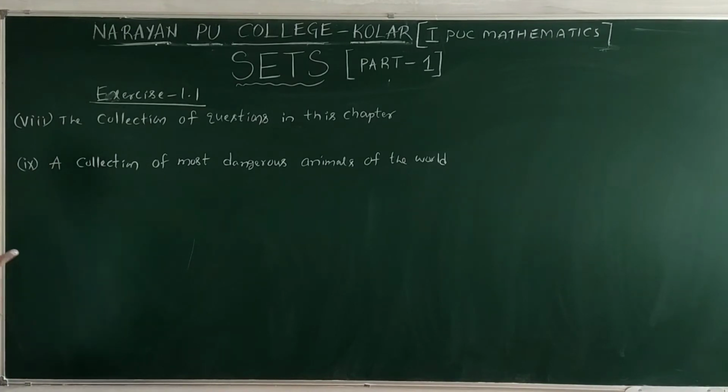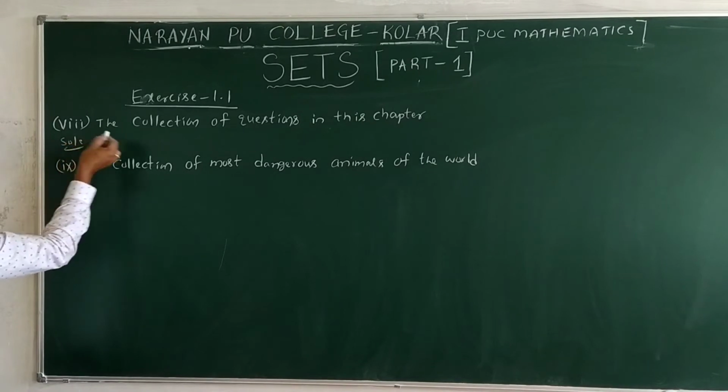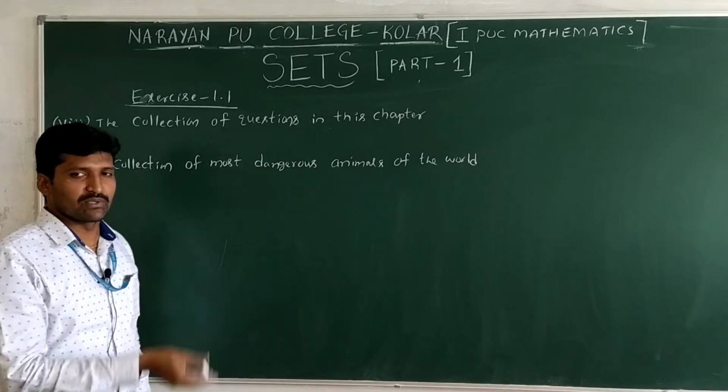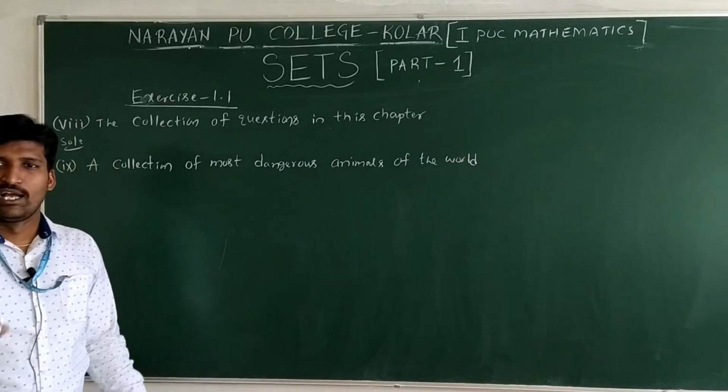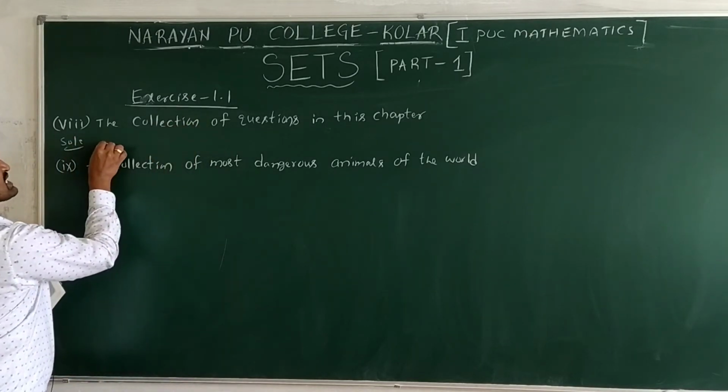Coming to two more questions in this first one. Now next, the eighth sub question. The collection of questions in this chapter is clearly defined because they will give well defined questions only. That's why this is clearly a set.